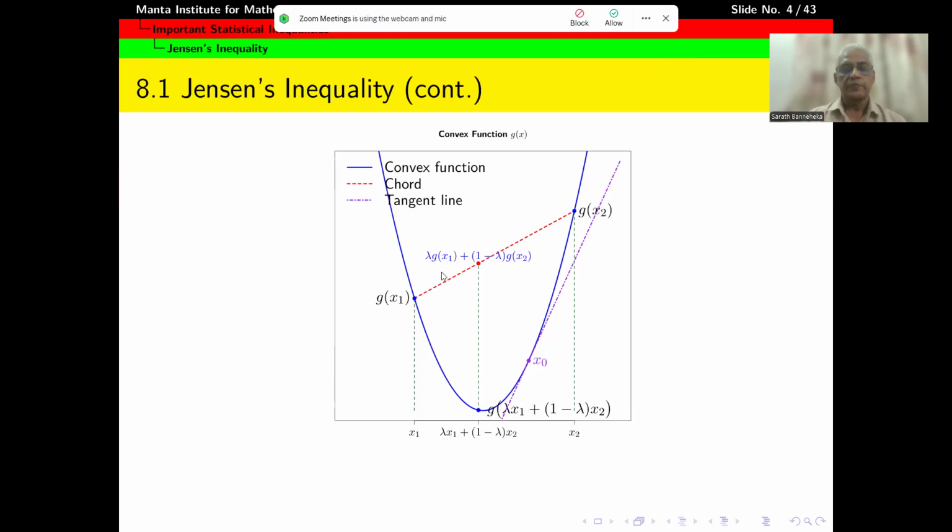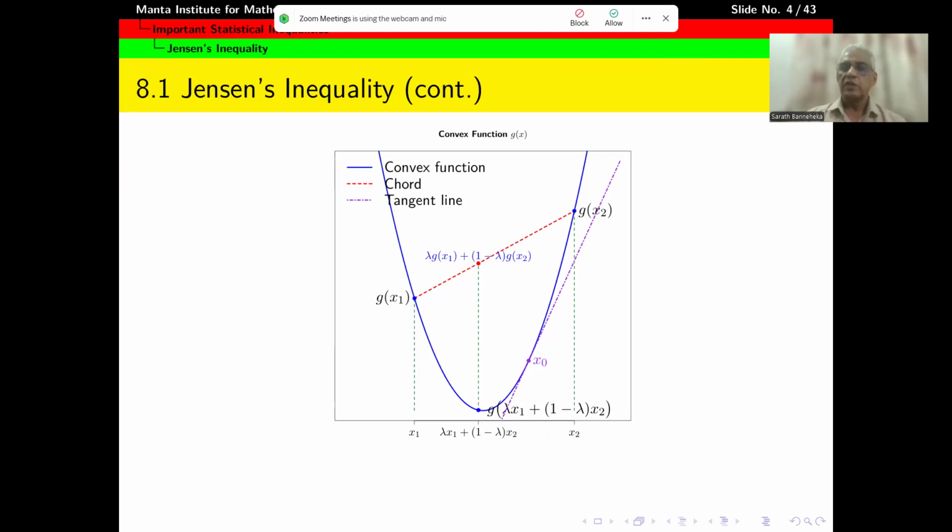So if you consider any point on the chord connecting g(x1) and g(x2), it will be represented by this kind of point, lambda times g(x1) plus 1 minus lambda times g(x2). And the corresponding point on the graph will be g evaluated at lambda x1 plus 1 minus lambda x2. So if the function is convex, this y value will be always less than or equal to this y value up to here. So that's the definition of a convex function.